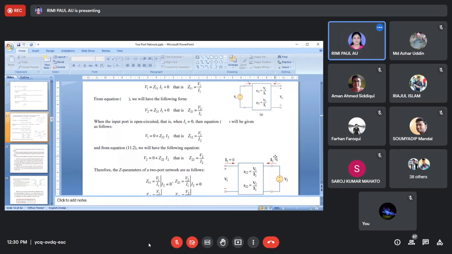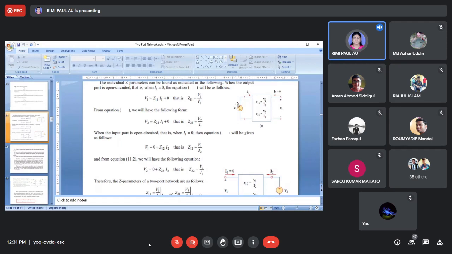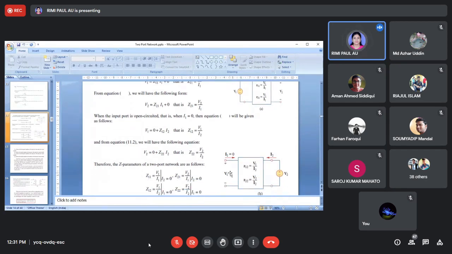Now these ratios we can give new names. We take V1 by I1 as Z11, because there are two 1s. V2 by I1, that means 2 1, we take as Z21. Second, V2 by I2, so 2 2, we take as Z22. And V1 by I2, that means 1 2, we take as Z12.